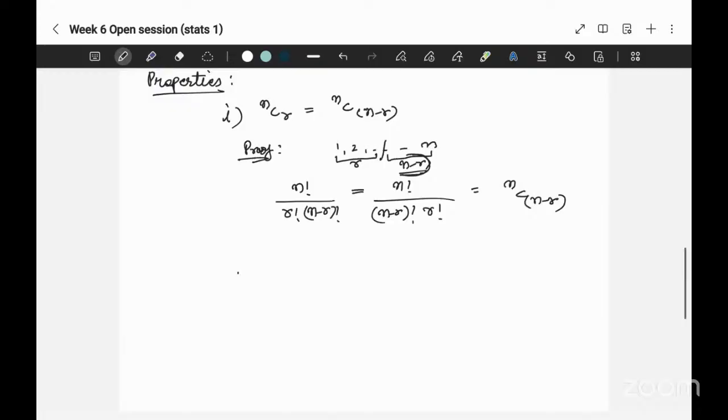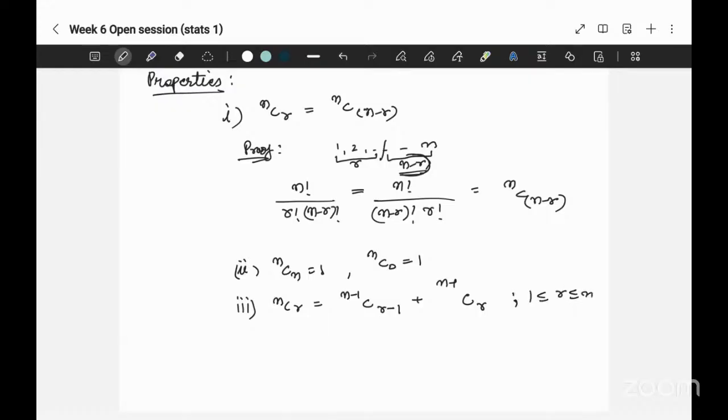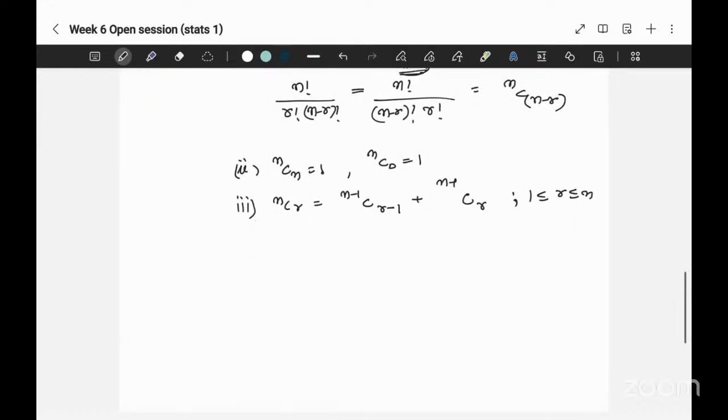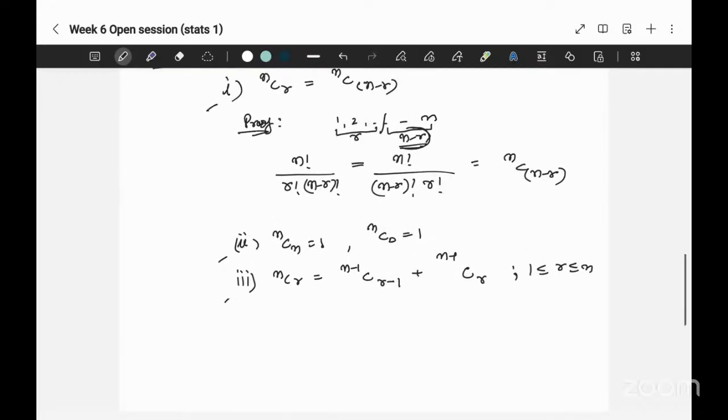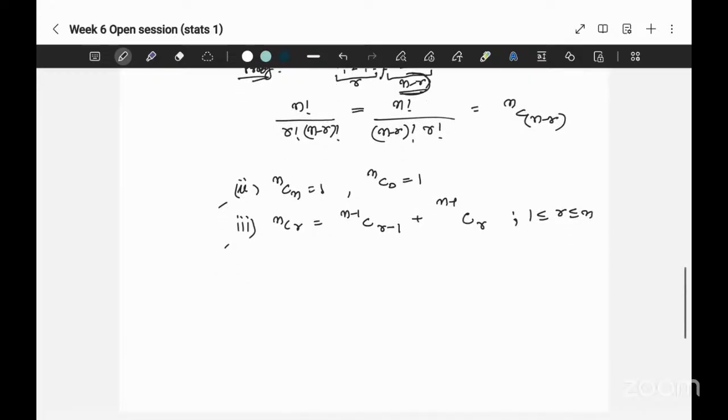Now the second property is nCn is 1 and nC0 is 1. Then the third property is nCr equals (n minus 1)C(r minus 1) plus (n minus 1)Cr, where r is going from 1 to n. These are my 3 properties of combination. Is this clear? Ma'am, the third one, can you explain the third property?